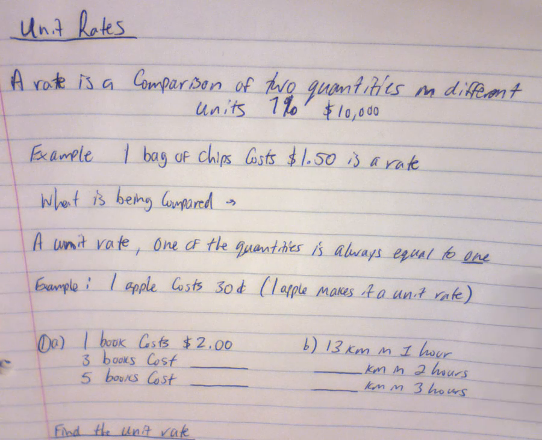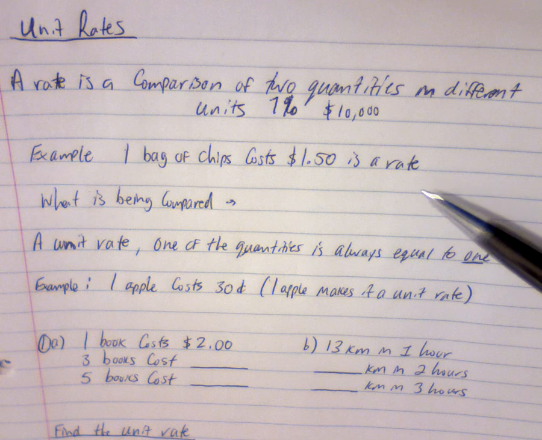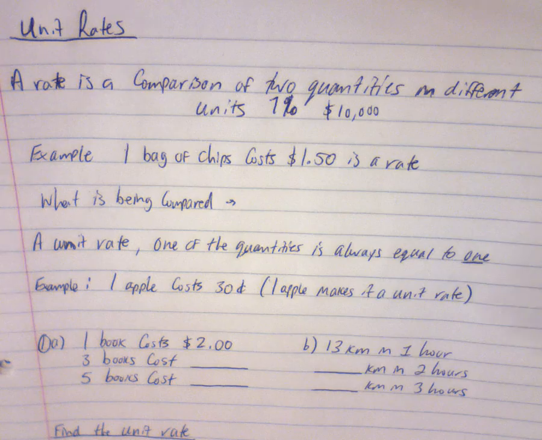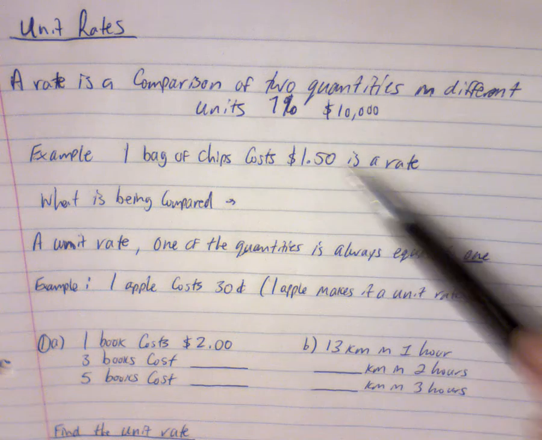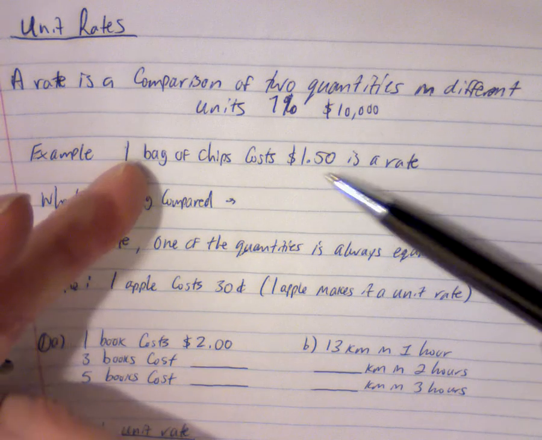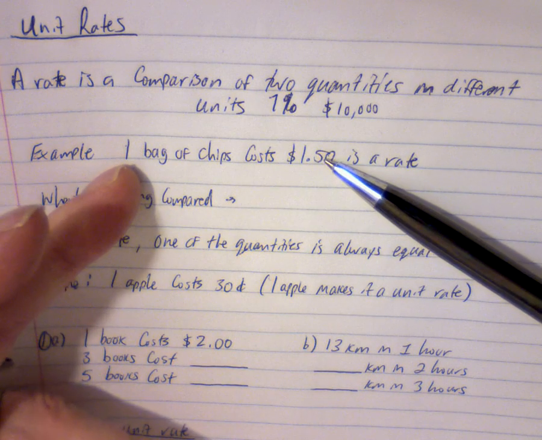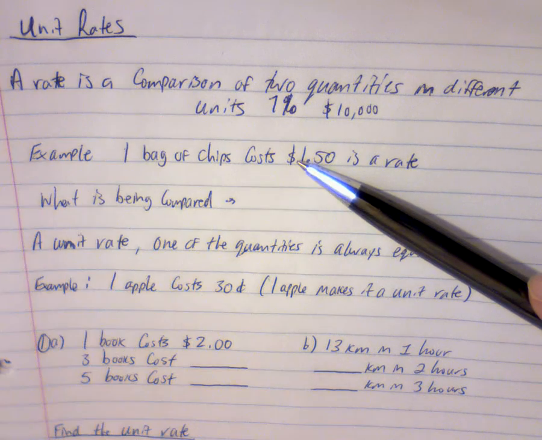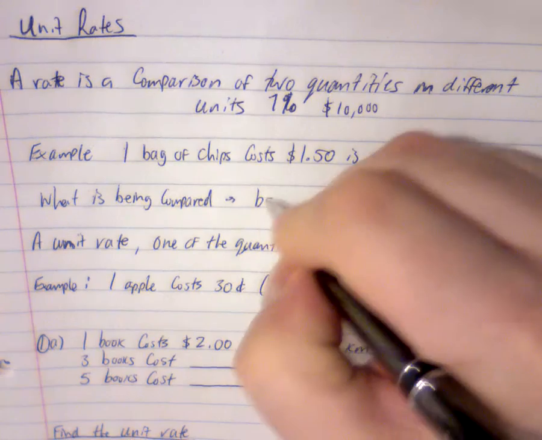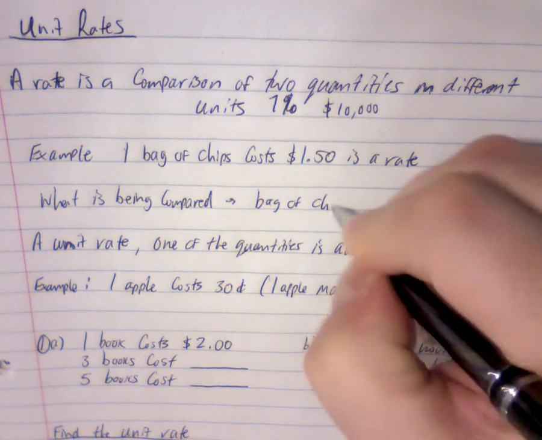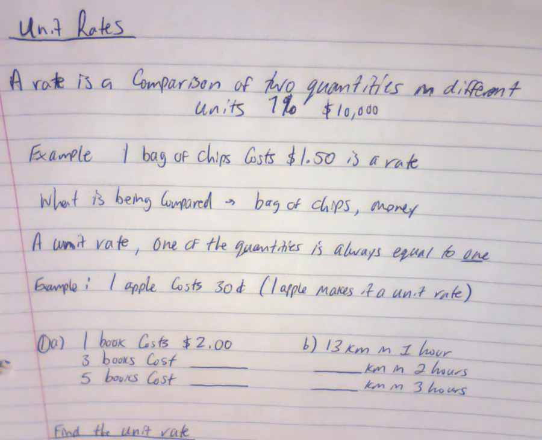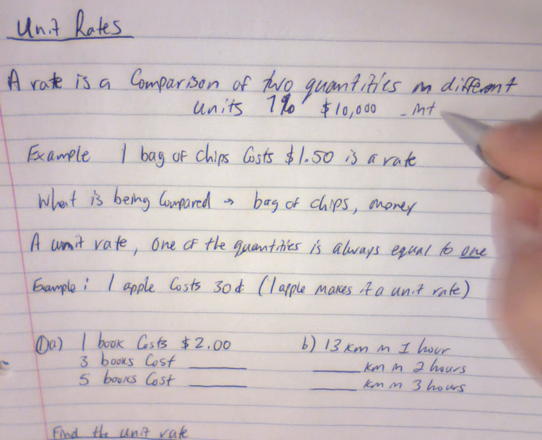Now that's a real life example. Another real life example would be a bag of chips that costs $1.50. It is a rate because you're looking at one bag of chips and you're dealing with money or dollars. So you have two quantities, one and $1.50, and you have two different units, bag of chips and dollars. So when I look at what's being compared, I look at the bag of chips and money. That's what's being compared. So this up top was the interest rate.